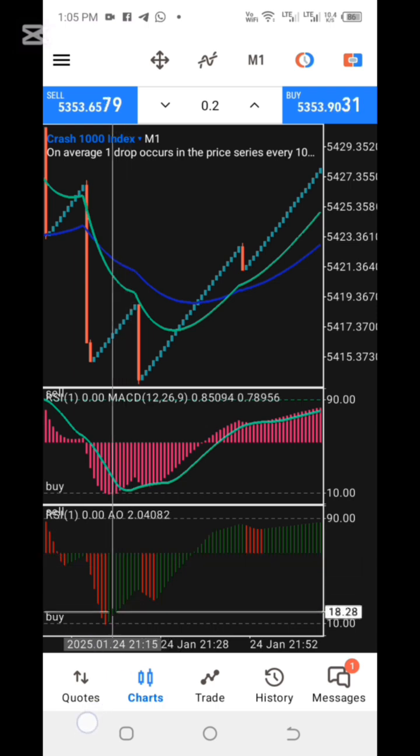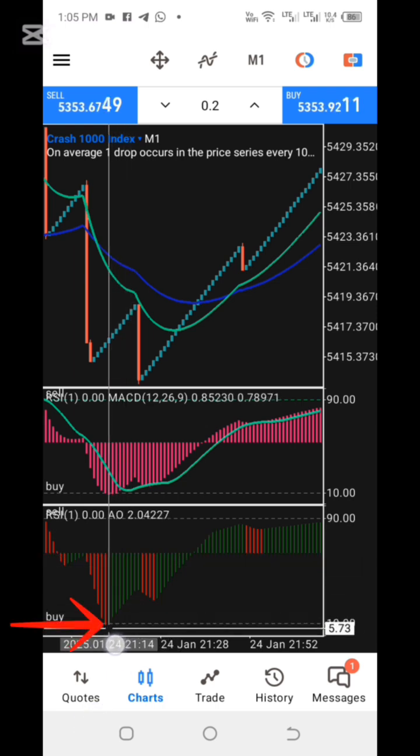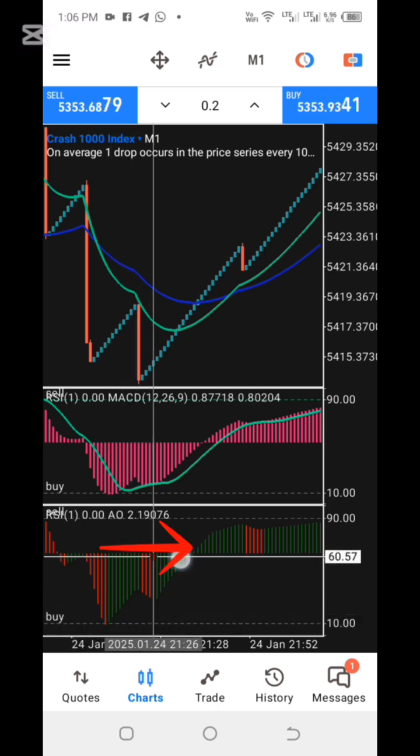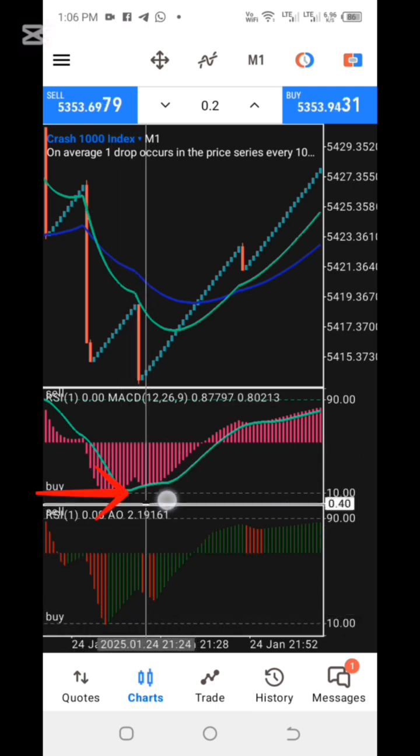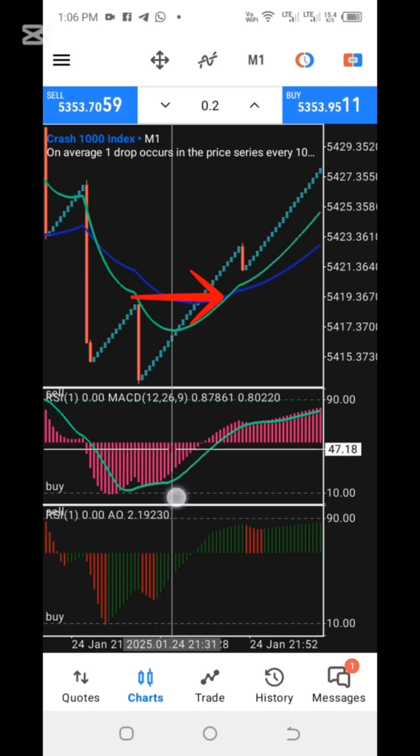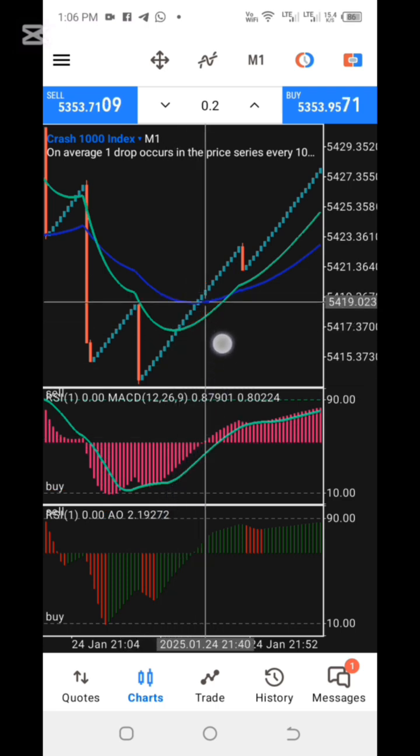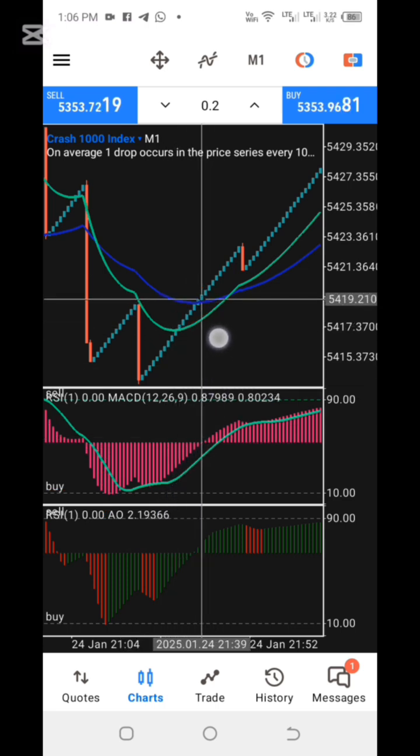The awesome oscillator has reached level 10 and crossed the zero line. The MACD has reached level 10 and crossed the zero line, and there's the crossing of this moving average on the main chart. We take 10 candles, we buy.